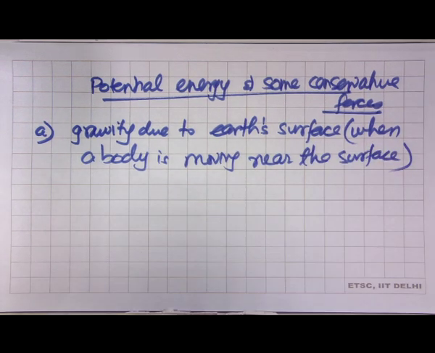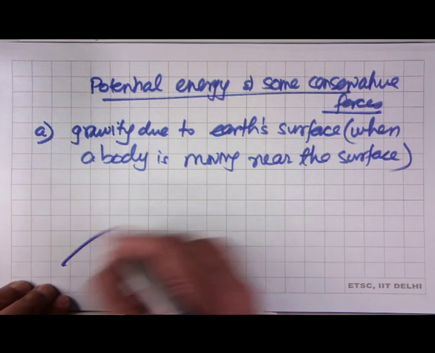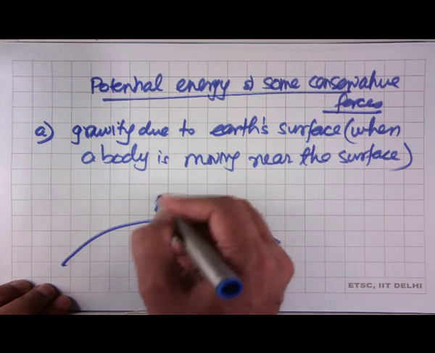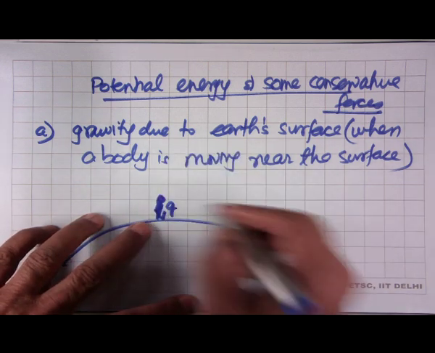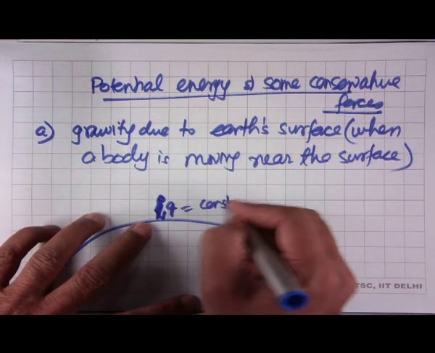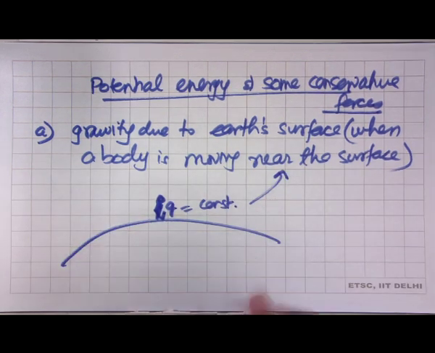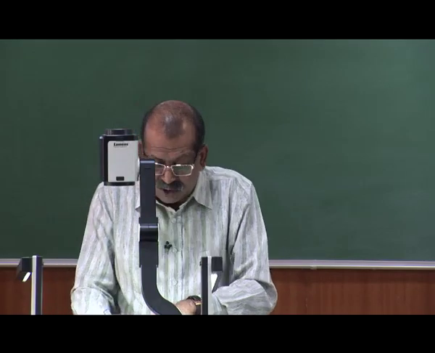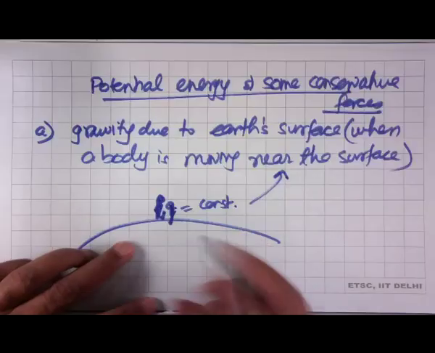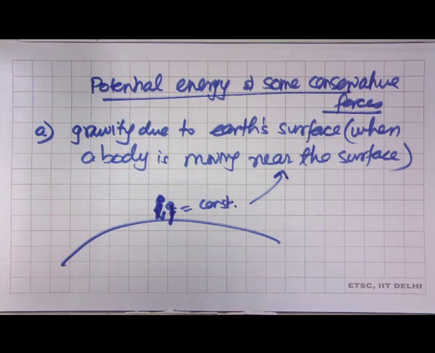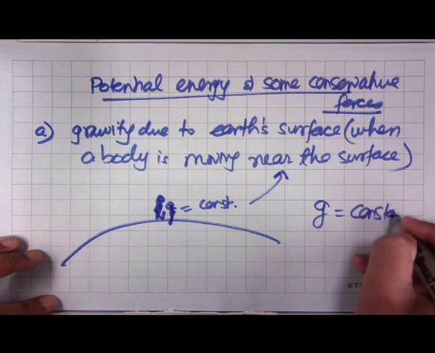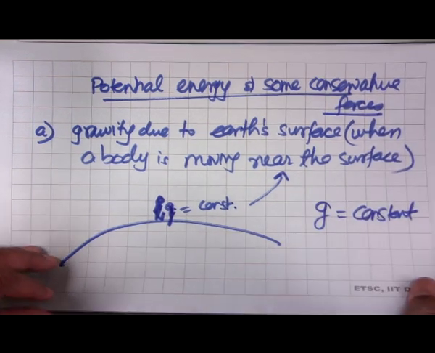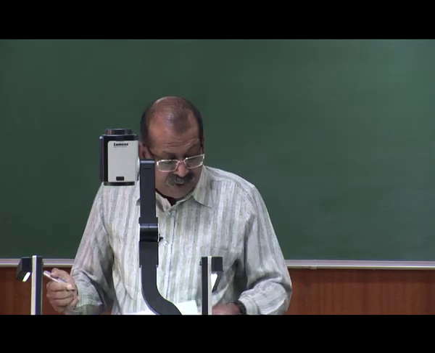Why do we put this condition? Because when a body is near the Earth's surface, so if this is Earth and a ball, let's say, is thrown up, it is nearby, then the gravity force pulls it down, and this gravity is constant if the distance from the surface of the Earth is not too much. We know otherwise we have Newton's universal gravitational law, which tells us that gravity is a function of distance. But if we are near the surface of the Earth, we can assume that gravity is constant, and this gravity is essentially a conservative force.